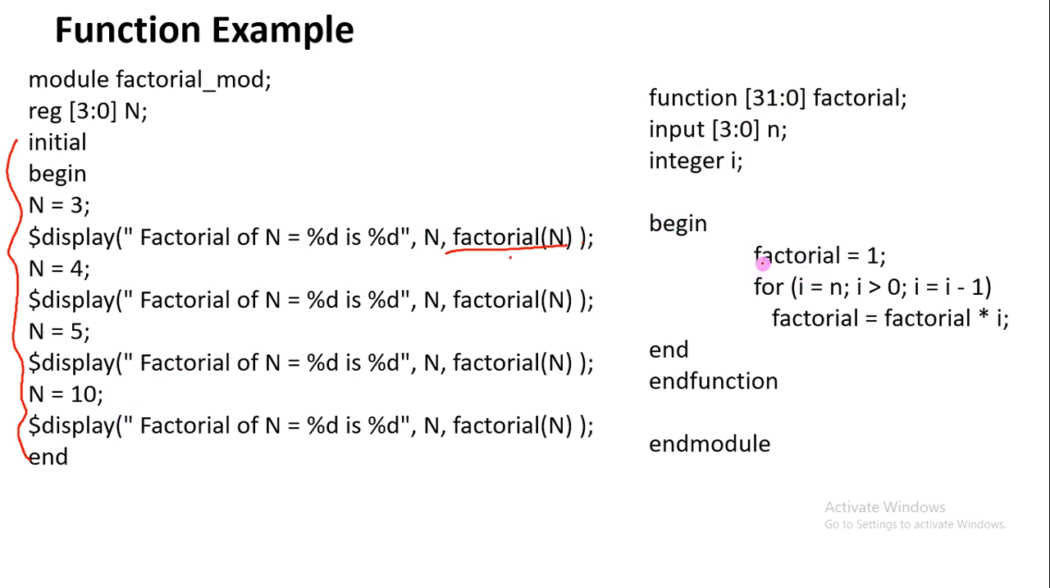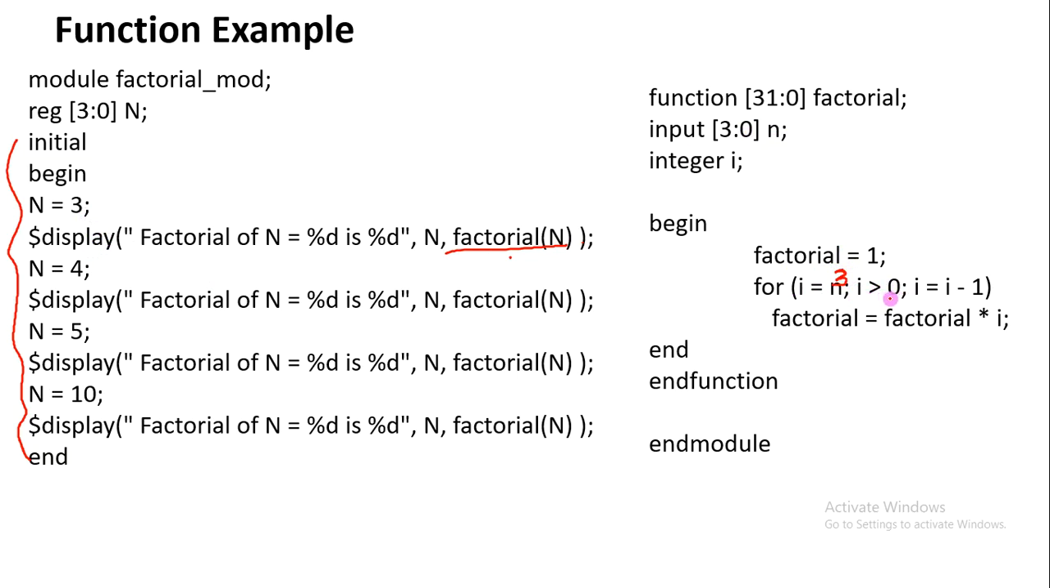We are not using any recursive function here. Just check here. Factorial is equal to 1. Initially, I'm setting the output register with 1. For I is equal to n, n is a value that we have mapped. For example, if n is equal to 3, 3 will be mapped with this n. So n is right now 3.